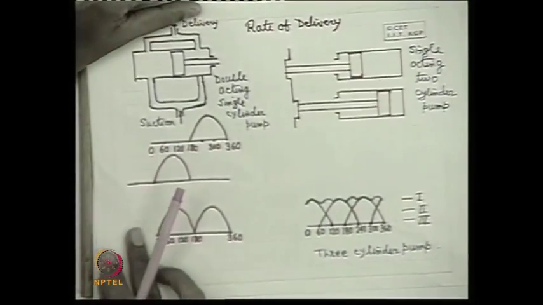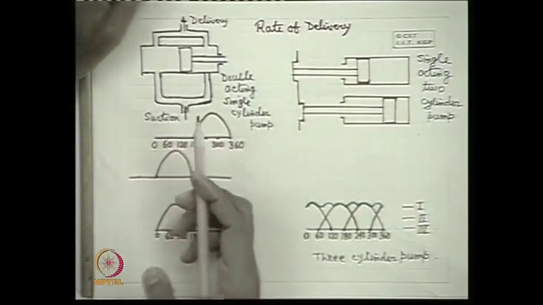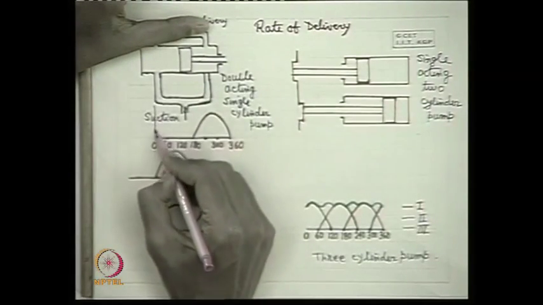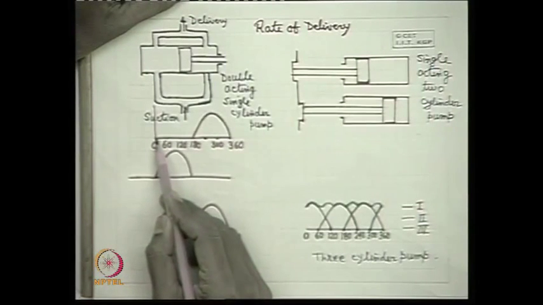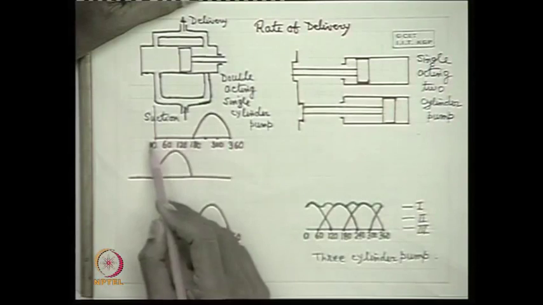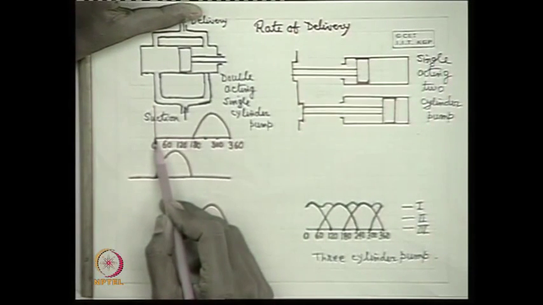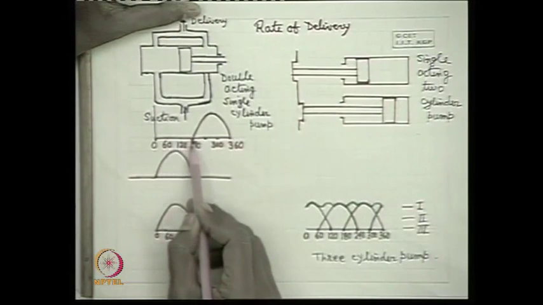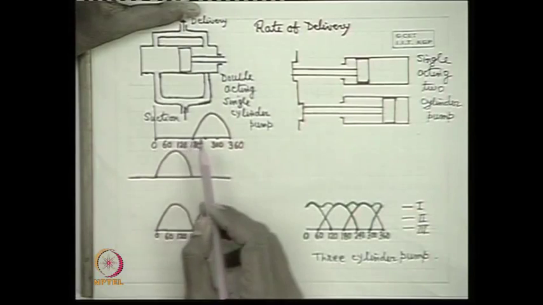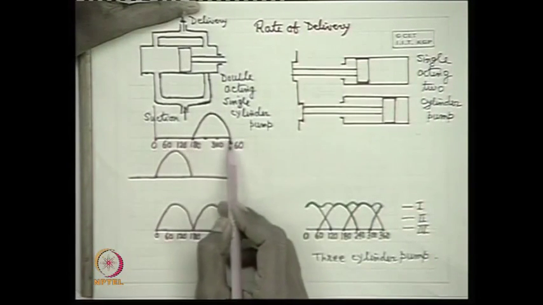Now if we plot the rate of delivery versus the crank angle, this is the delivery axis, the rate of delivery, and the crank angle is on the abscissa. 0 degree is the angle that the crank measures from the inner dead center position. So 0 to 180 represents the suction stroke, where there is zero delivery. Delivery takes place only in the delivery stroke, from 180 to 360.